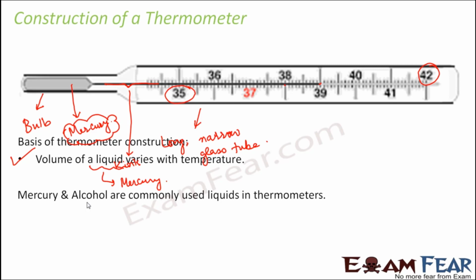Besides mercury, alcohol is also used as a liquid in the thermometer, because mercury and alcohol both have many similar properties. And these days the use of alcohol in the thermometer is more encouraged, because mercury as such is a very poisonous non-metal. So in case the thermometer breaks, disposing of that harmful mercury becomes a challenging task. So in order to avoid that, usage of alcohol in thermometers is encouraged these days.